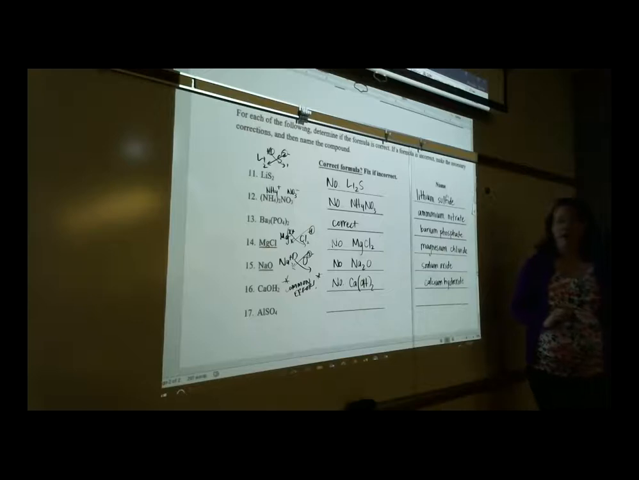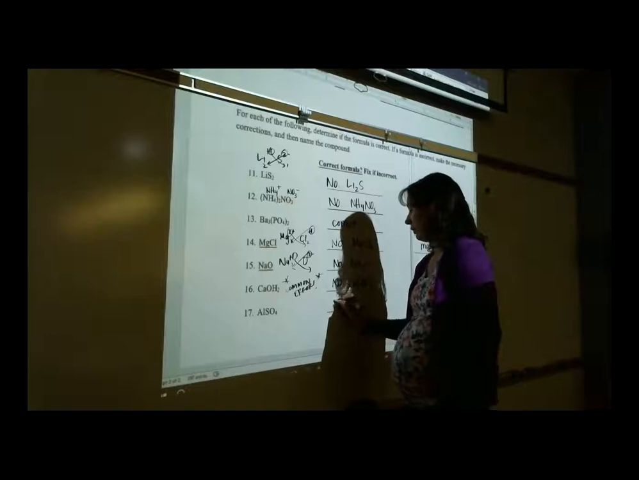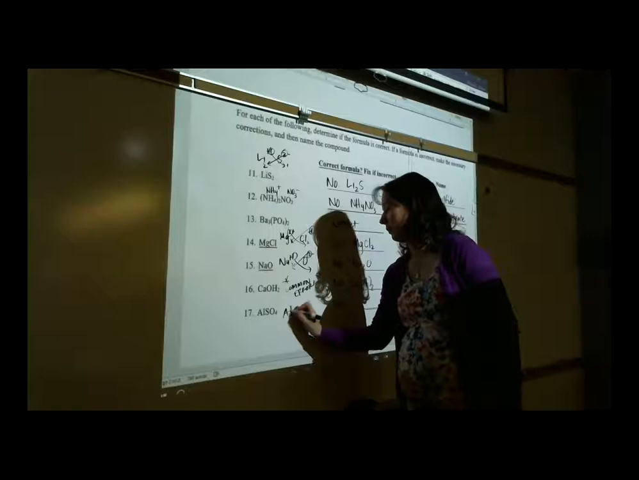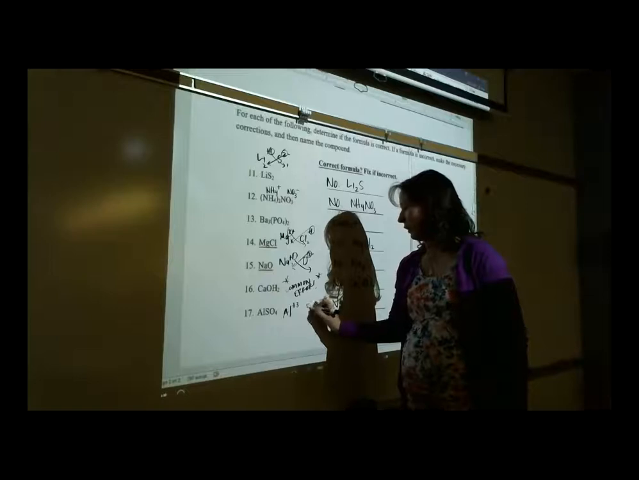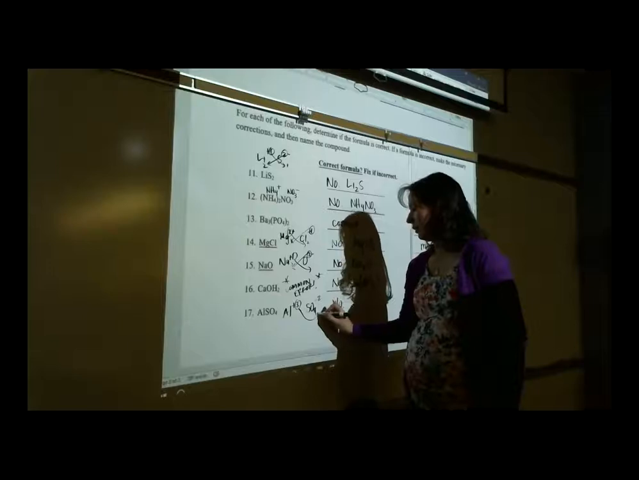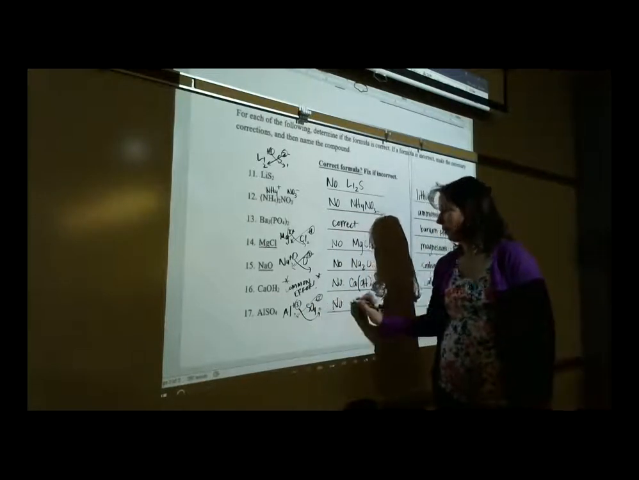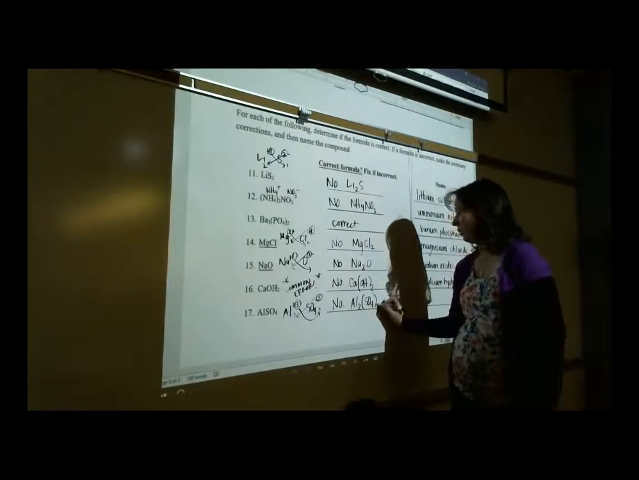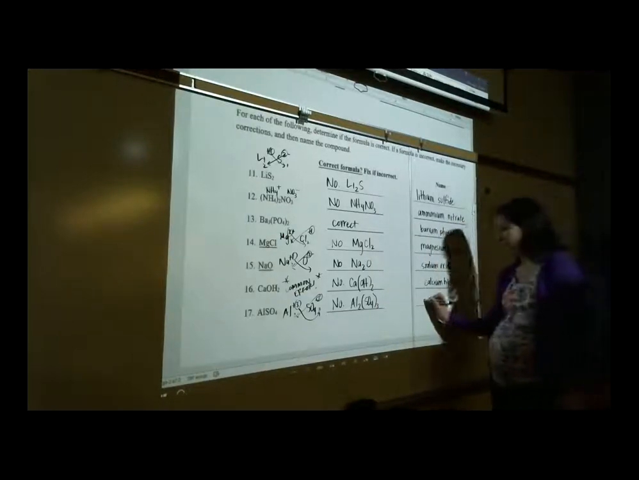And last one, AlSO4, is that correct? No. What's wrong there? Right, we didn't crisscross correctly. What is aluminum? Al with what charge? +3. And SO4 is -2. Right? So when I crisscross those, it should be Al2 SO4 3. What's the name? Aluminum sulfate. Good.